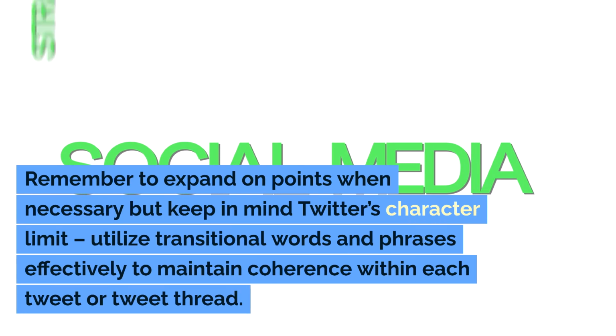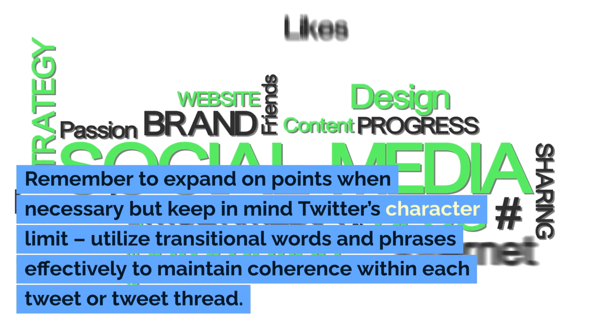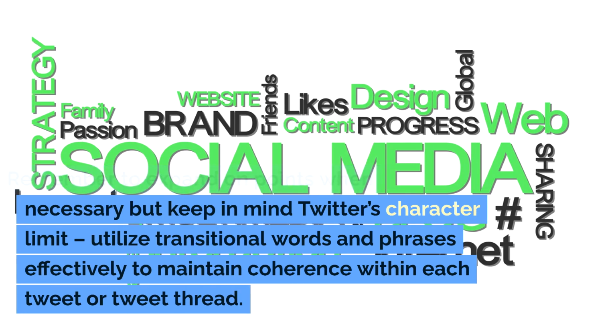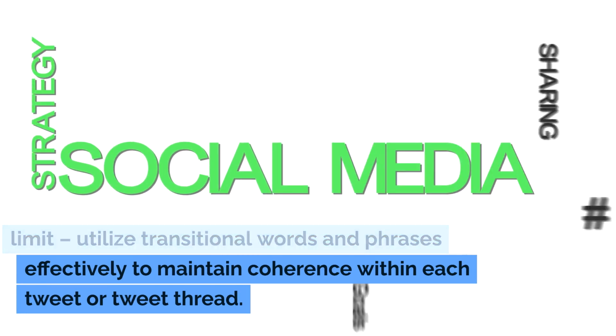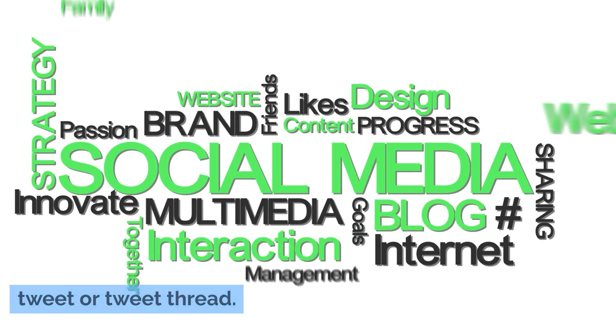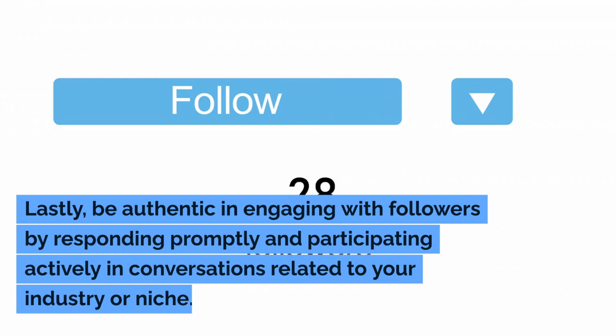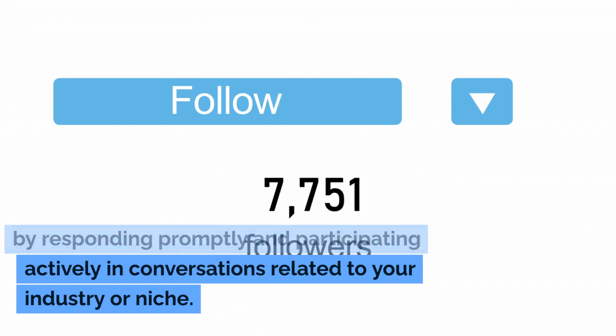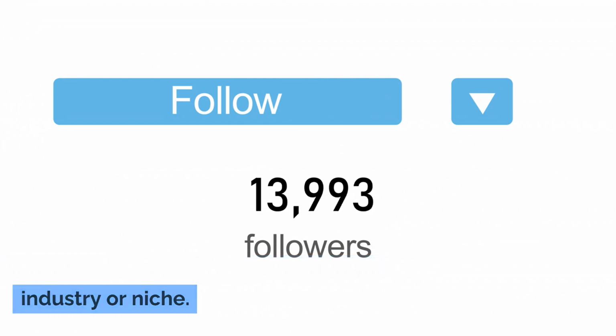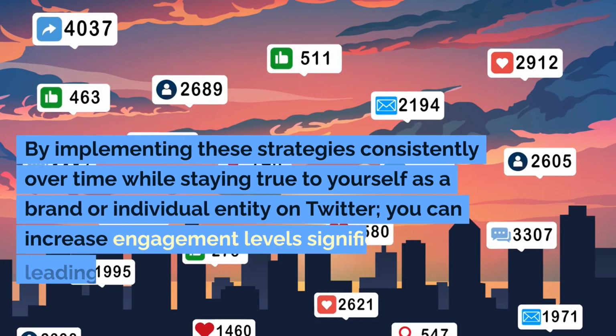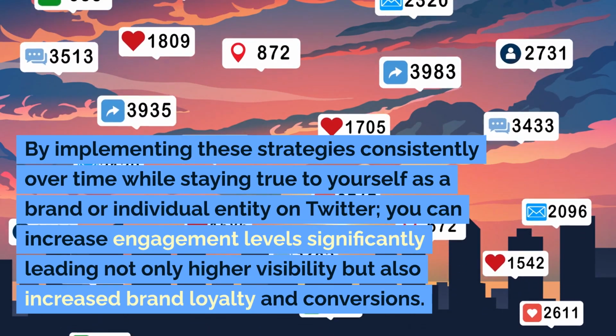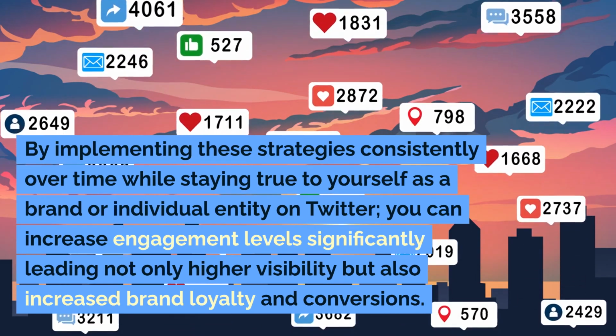Remember to expand on points when necessary, but keep in mind Twitter's character limit. Utilize transitional words and phrases effectively to maintain coherence within each tweet or tweet thread. Lastly, be authentic in engaging with followers by responding promptly and participating actively in conversations related to your industry or niche.